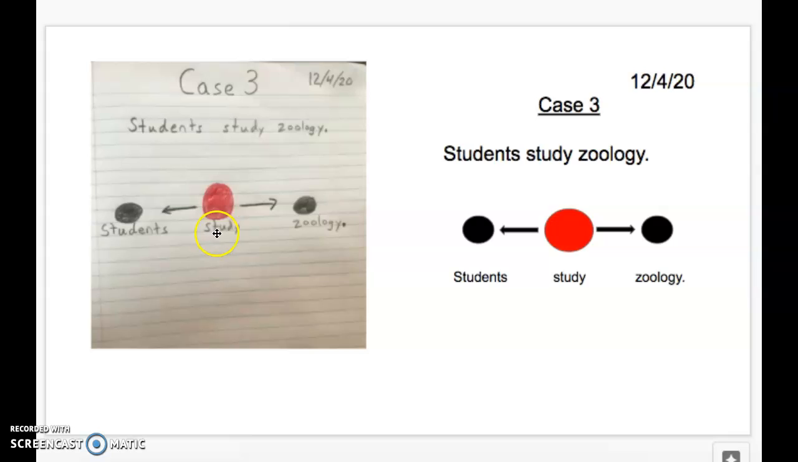And you'll write down below what your action was, study, what your person or thing performing the action, mine was students, and then what is the thing or the person who's receiving the action, zoology. So good luck and be creative with your sentence, but again, keep it simple.